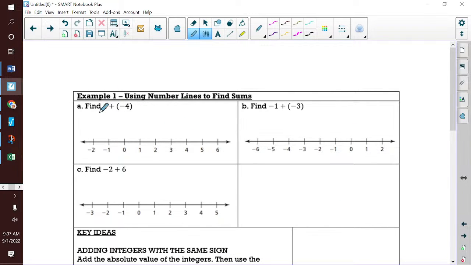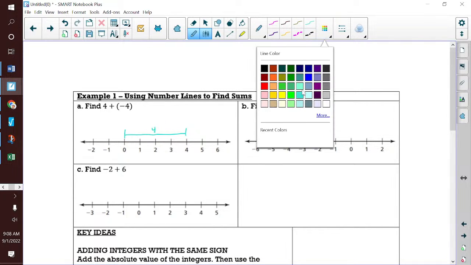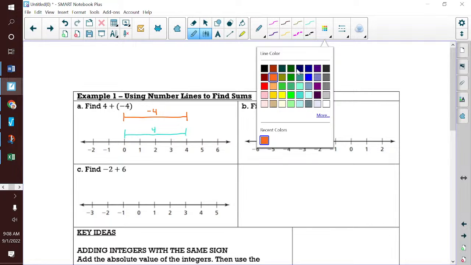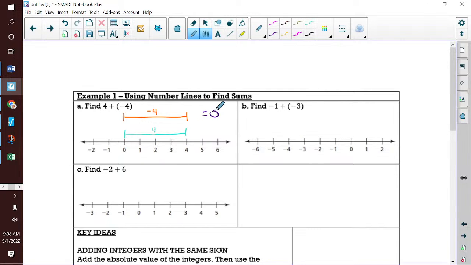Let's look at this on a number line. 4 plus -4. I start off at 0, and I move 4 to the right because that's positive 4. Then we go the other way. We start off at 4, but we're going to go back 4 because it's -4. And if we look then, the sum of 4 and -4, we wind up back at 0. So 4 plus -4 equals 0.